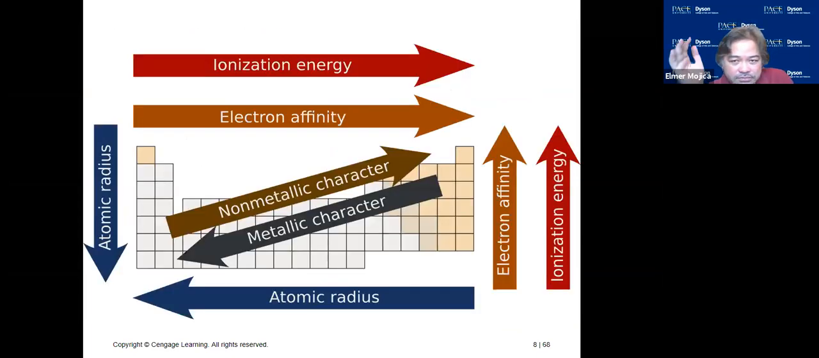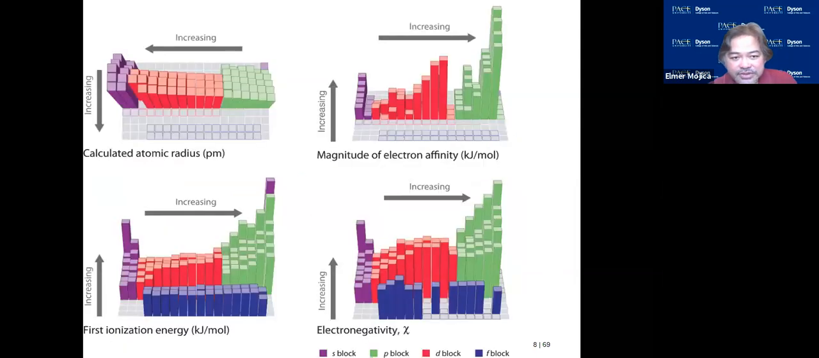So if we're going to summarize what we have so far, maybe this is how we're going to look at it. The metallic character increases from right to left. Left to right, the metallic property decreases, or the non-metallic property increases. And then you look at the radius, electron affinity, first ionization energy, and electronegativity.